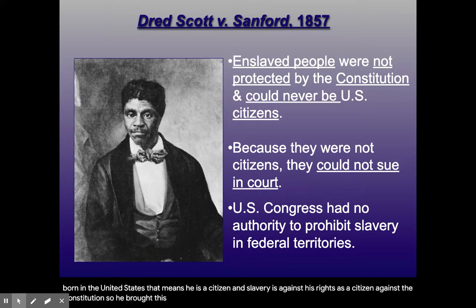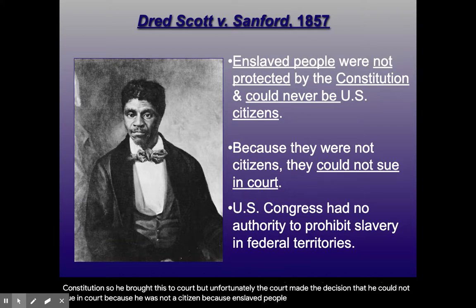So he brought this to court. But unfortunately, the court made the decision that he could not sue in court because he was not a citizen, because enslaved people could not be citizens.